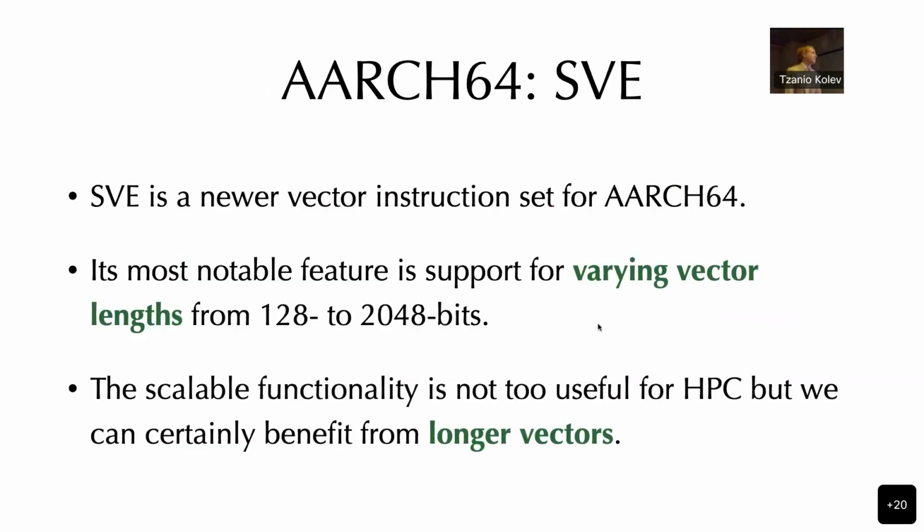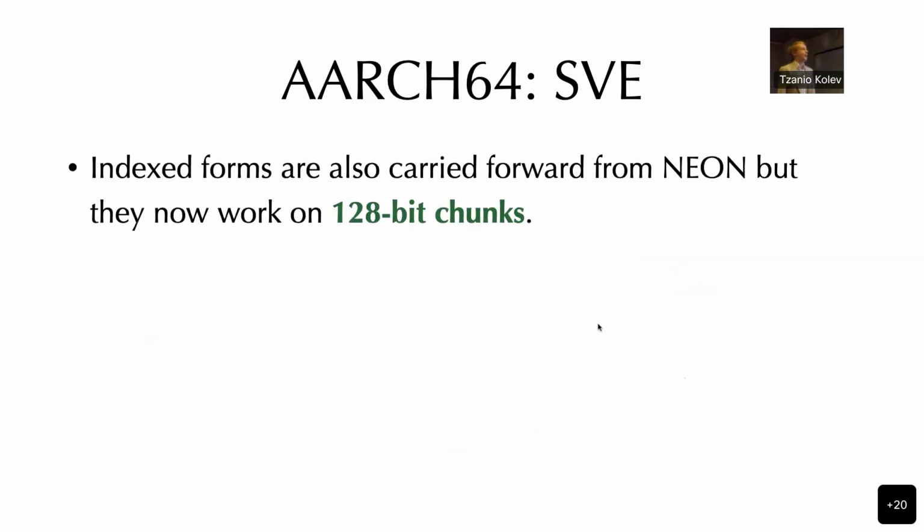This is SVE, the latest and greatest vector instruction set for ARM. And its claim to fame is support for varying vector lengths, from 128 to 2048 bits. The scalable functionality in being able to use the code on machines with different vector lengths, that doesn't matter for HPC. We always recompile, and so the scalability is a nothing burger for us in practice. But we do like longer vectors. That means we can be more efficient. So, where does SVE leave us?